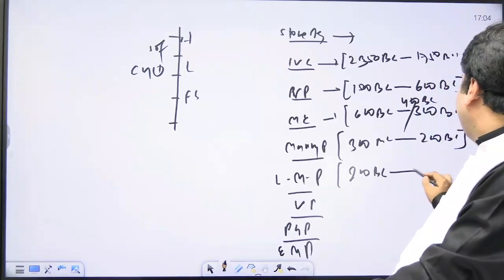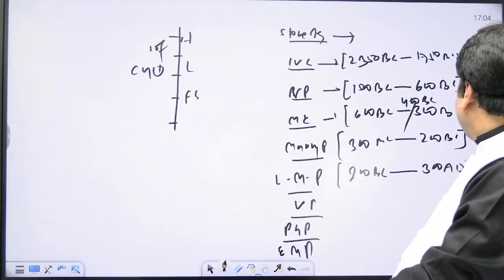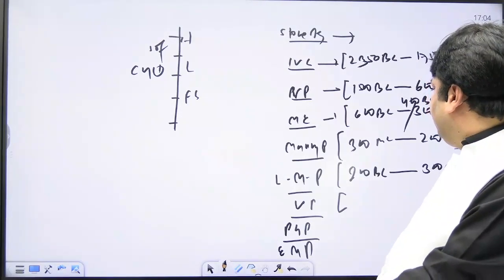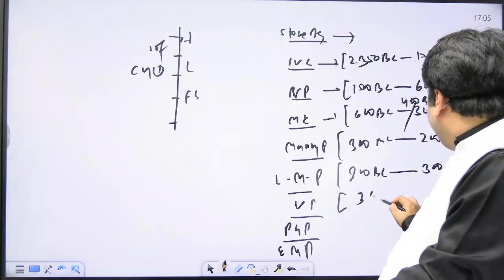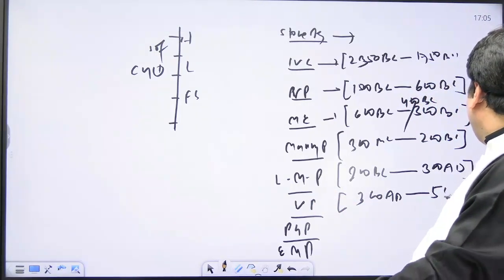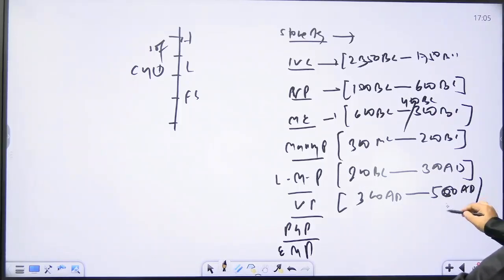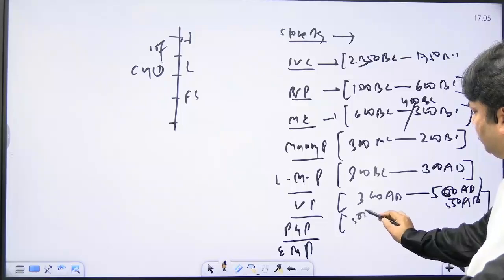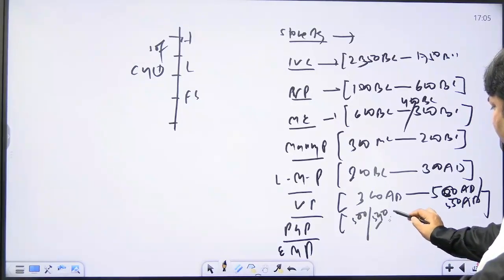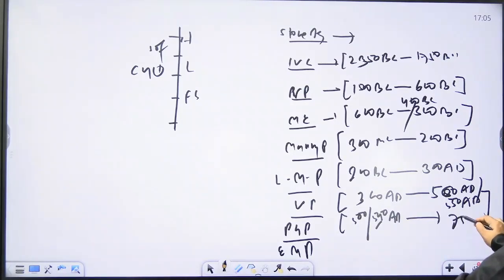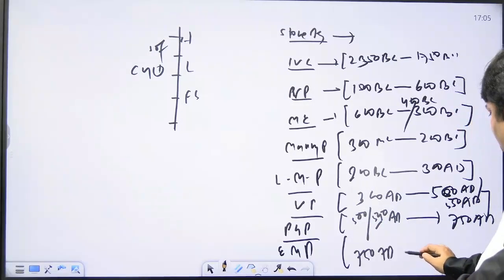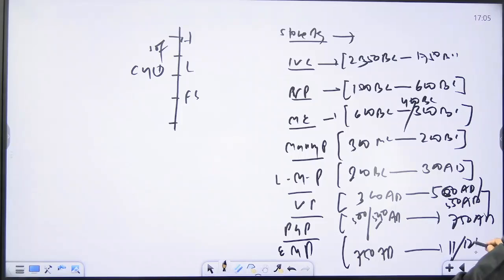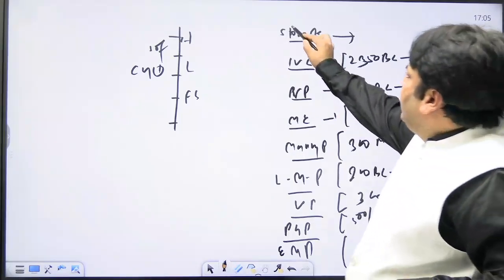We will shift here from BC to AD, that is 200 BC to 300 AD. Then this is Gupta period. I am writing here 300 AD to 500 AD, or it can also be 550 AD. Then post Gupta period, you can write 500, 550 AD to 750 AD. And this early medieval period, 750 AD to, we can write here, 11th, 12th century AD. This is the entire development.